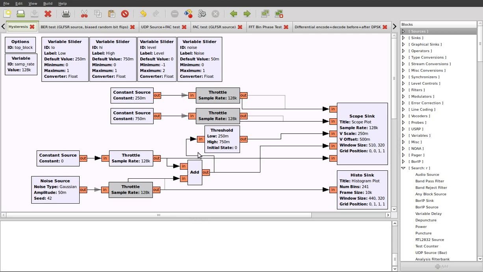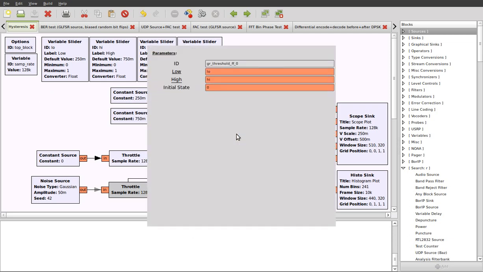First, we're going to look at hysteresis using the threshold block. Hysteresis is a very handy technique for stabilizing the output of a control loop where its inputs are noisy. This can be achieved using the threshold block by setting independent values for the low and high levels. When the input signal is below the low level, it will output a 0, and when it's above the high level, it will output a 1.